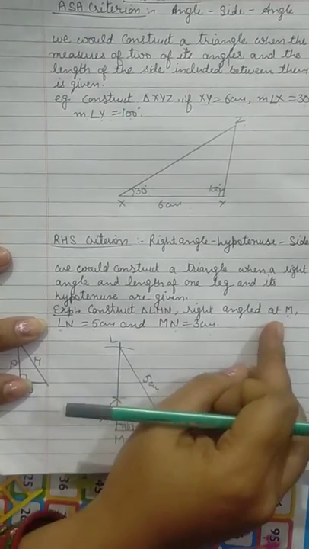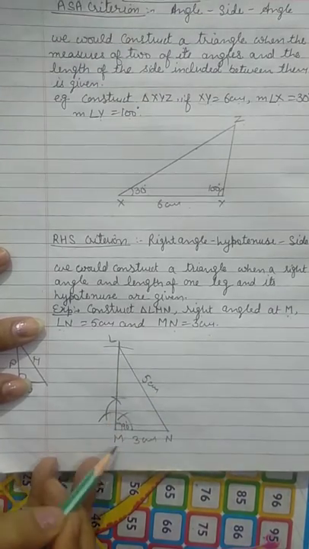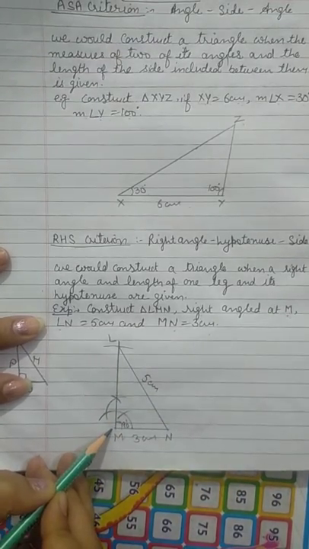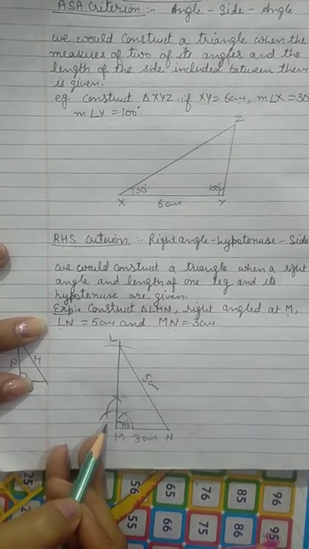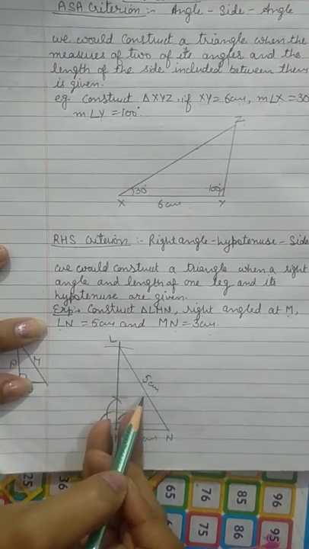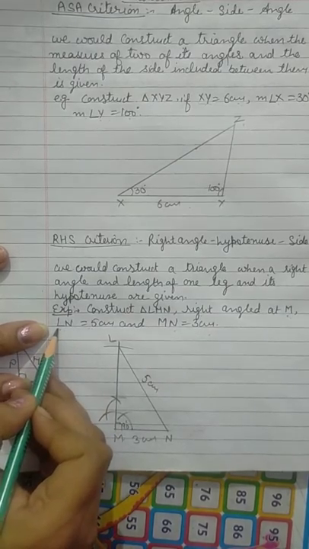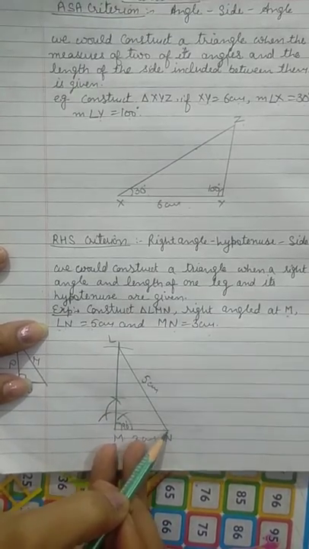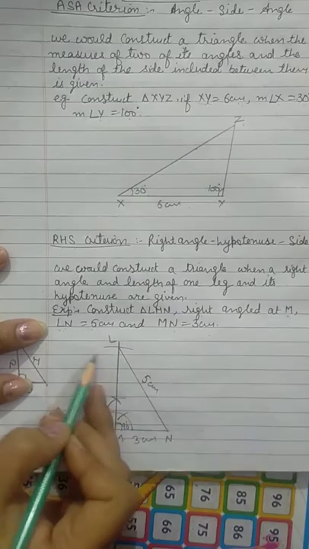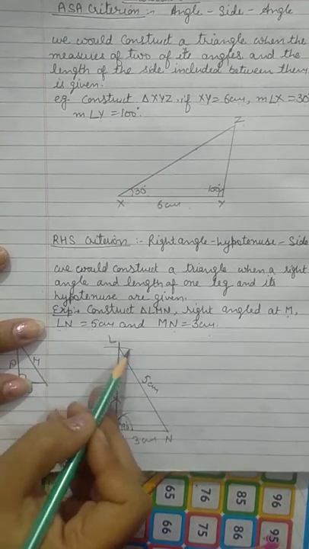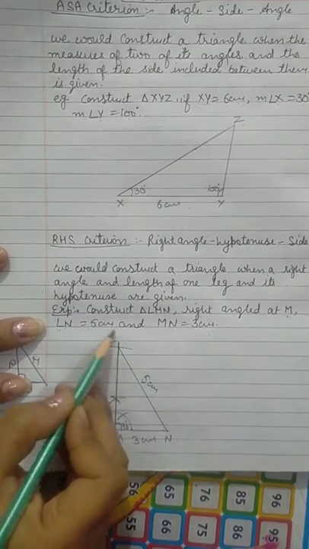So as the right angle is at M, I will take MN as base and construct a right angle on M here. Then it is given that the hypotenuse, the side opposite to the right angle, is LN, and LN is 5 cm. As we do not have L but we have N here, we will place our compass on N and open it up to 5 cm and make an arc on the right angle. This arc is going to cut the right angle line; name it as L. This is your L point.